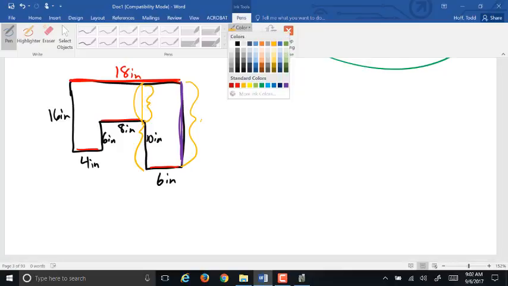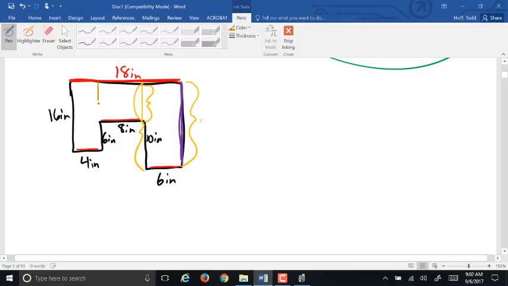To do that, I'm going to jump over here to look at this rectangle. This is 16 here, so this must be 16. What's this piece have to be? 10. 10 plus 6 makes 16. If that's 10, because of this middle rectangle, this also has to be 10. Because opposite sides of a rectangle are the same. So what's that make this side over here? 20 inches. Good. 10 plus 10 is 20. Now that we have all those dimensions, the rest of it should be relatively simple.